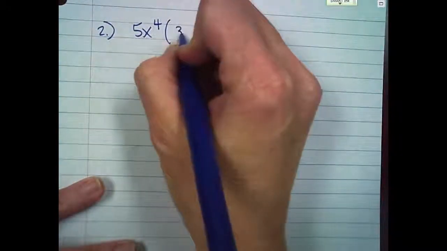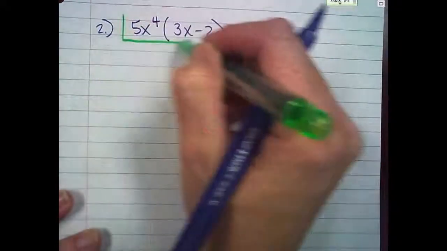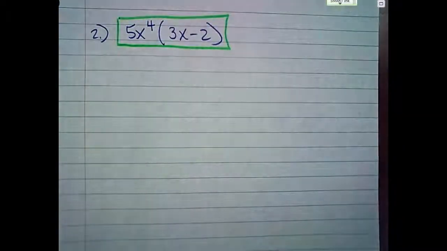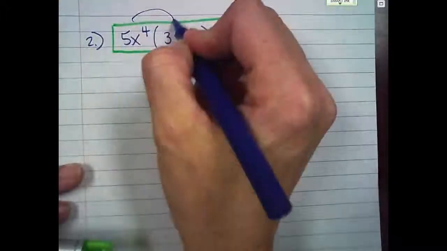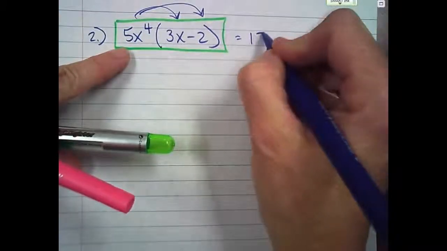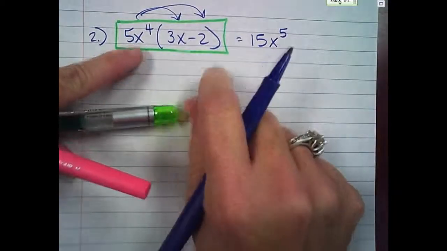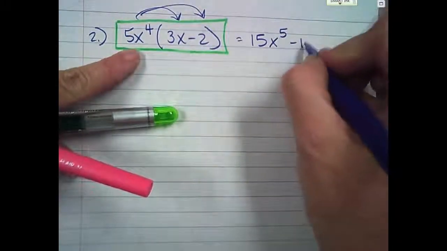Moving right along. Number 2. Is it easy so far? Of course. All right, then. Give that one a shot. That's just the distributive property, correct? You're going to take the 5x and multiply it by both, which gives you 5 and 3 make 15, x to the 4th and x make x to the 5th. And then 5 times 2 is negative 10, x to the 4th.